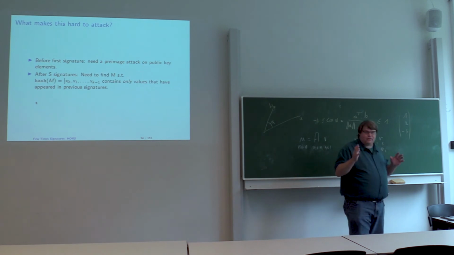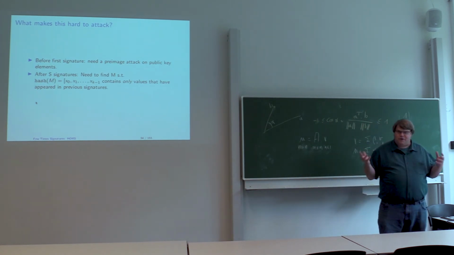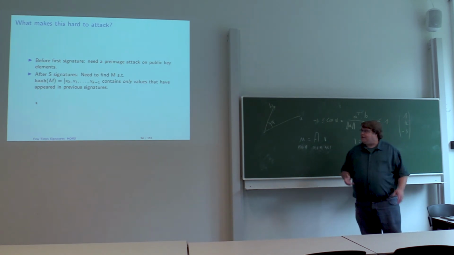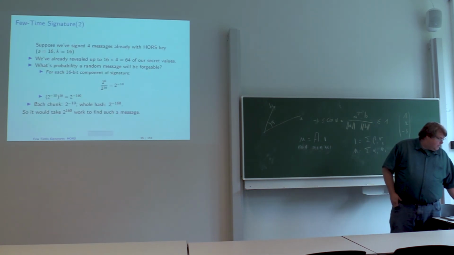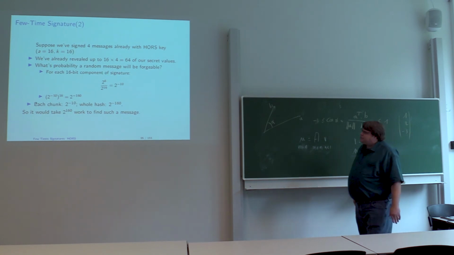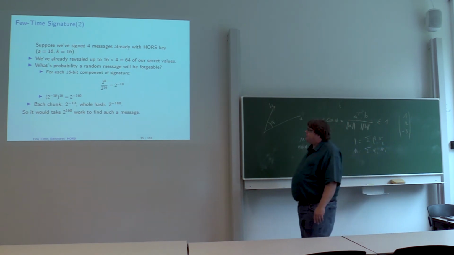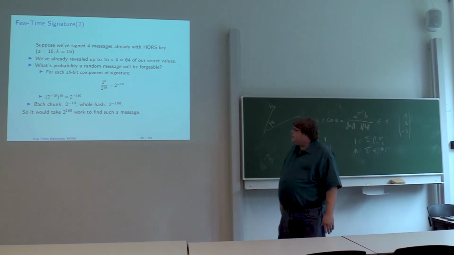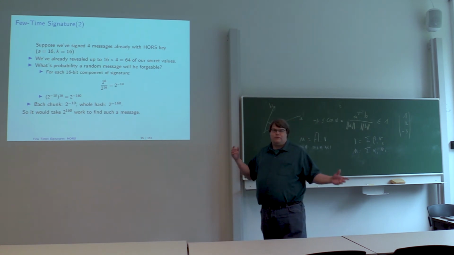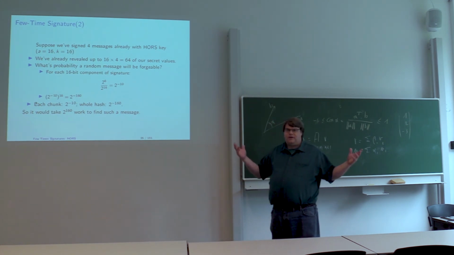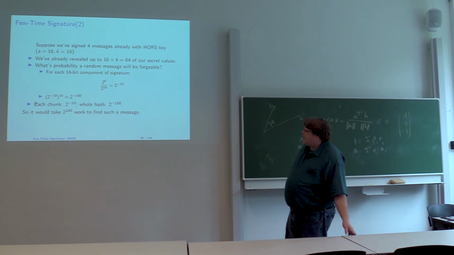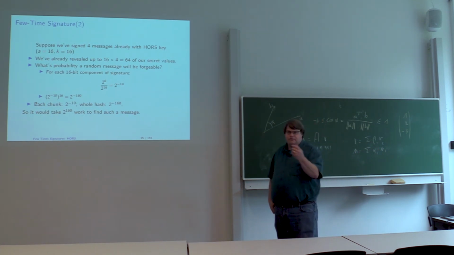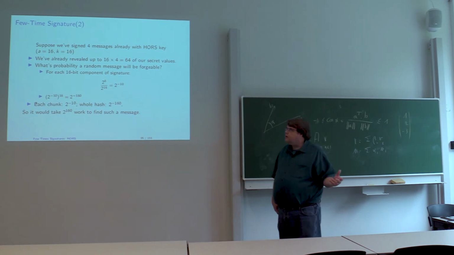So that sort of an attack, an online attack, is a big deal. So it's really important to randomize these hashes. And so let's do a little bit of the math here. Suppose we've signed 4 messages already, where A is how big the tree is, so 2 to the 16, or how big the private key is, 2 to the 16. And K is how many 16-bit chunks we're using.